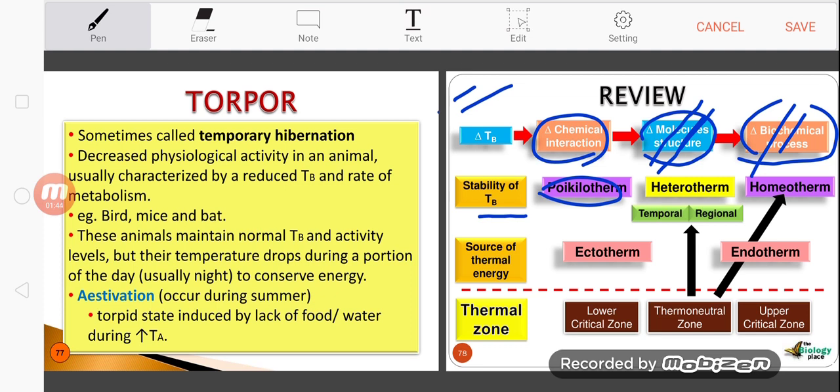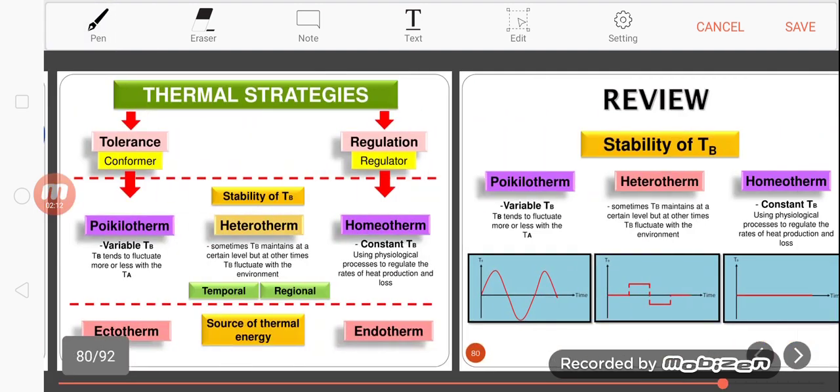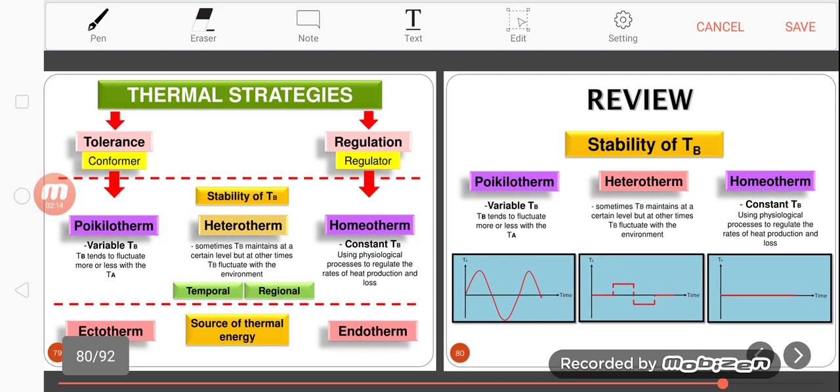Below this, ectotherm and endotherm are about the source of thermal energy. Usually for heterotherms and homeotherms, the source of thermal energy is endothermic. For animals that exhibit poikilotherm, the source of energy is the ambient environment. So these all relate to the thermal zone. Next, in review, thermal strategies.